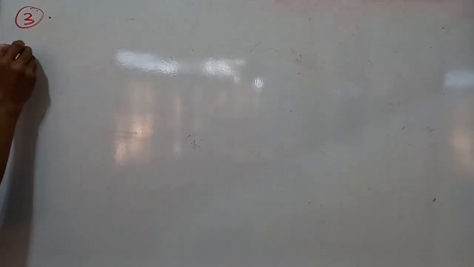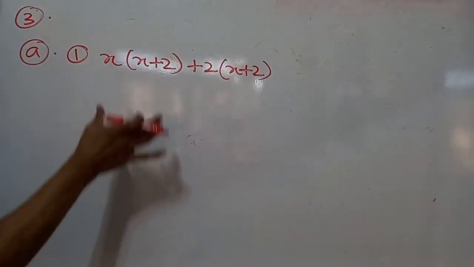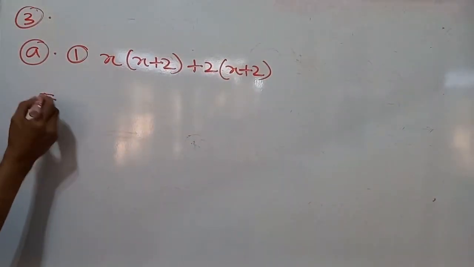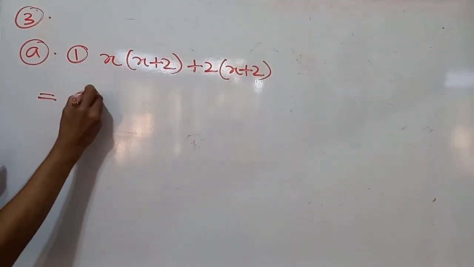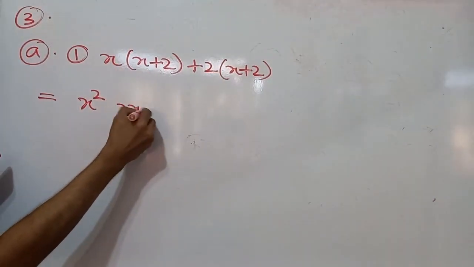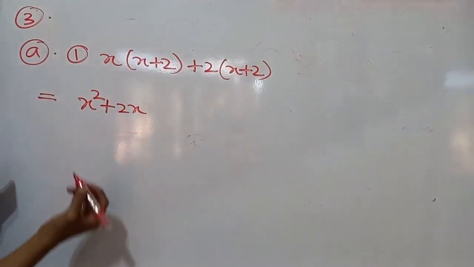So this is part A, right? So we have to simplify the brackets. We have to expand the brackets. It is the same story as before. So here we have what? X squared, positive into positive, that is positive. X times 2, that is 2x, positive into positive, that is positive. Right?